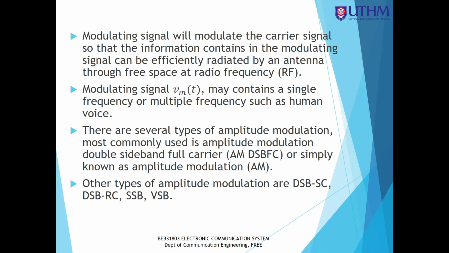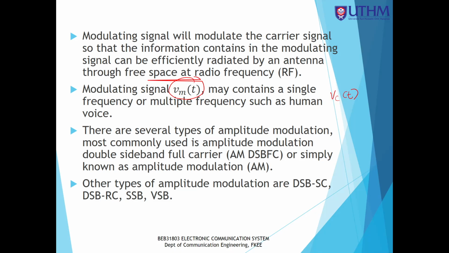So the modulating signal, the symbol is vm(t). And for the carrier signal, we use vc(t), a function of time. When we write the function, we write using a small letter. So vm(t) is for the modulating signal, or the input signal, or the message signal. The carrier is vc(t).